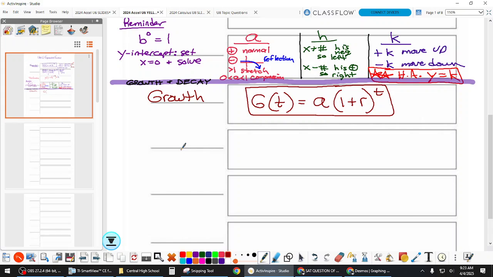Here would be an example. The population of a certain town is 5,000 people. It's growing 2% per year. What will the population be in 5 years? That's how that would sound. So we have a rate given, which was 2%. We have a time given, which was 5. And then we have a starting population, which was what we call A.